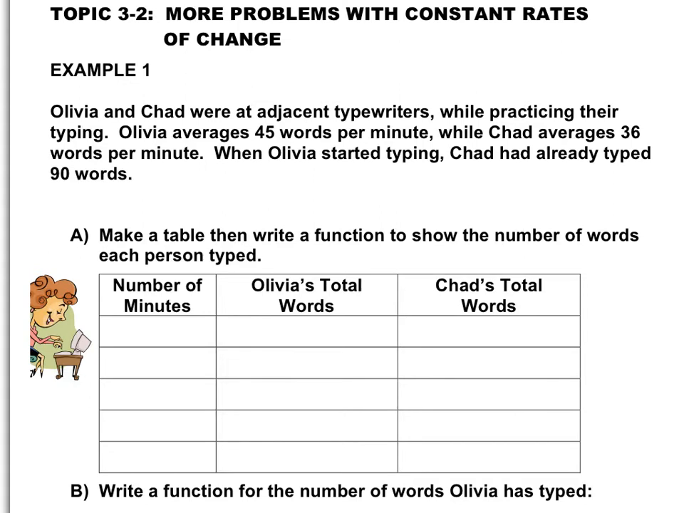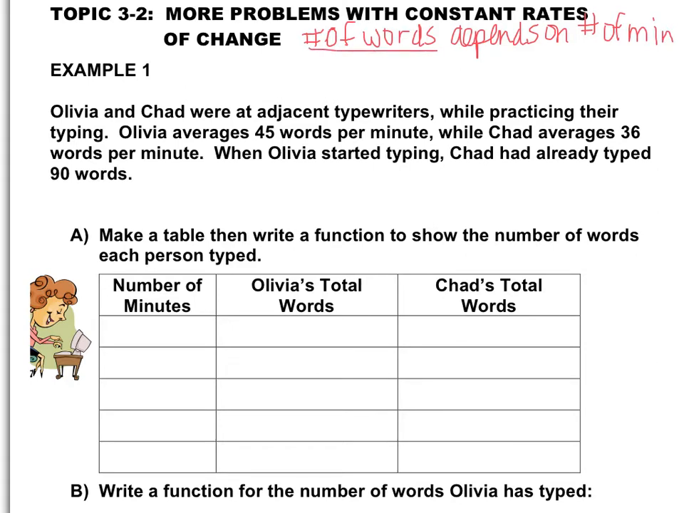So we're going to make a table, then we're going to write the function to show the number of words that each person typed. So you go back to your original 4 questions that you're going to ask. What is the independent variable and what is the dependent? Some of you might want to write the sentence that we've used. The number of words that each person types depends on the number of minutes that have gone by, because their average is per minute.